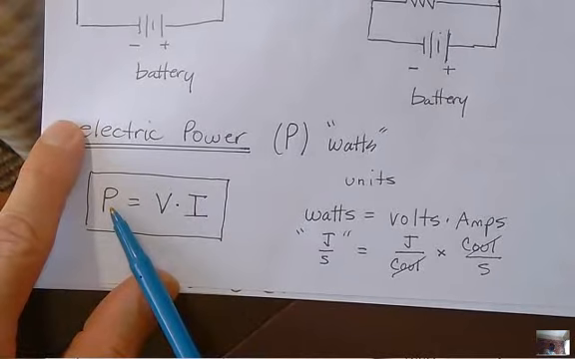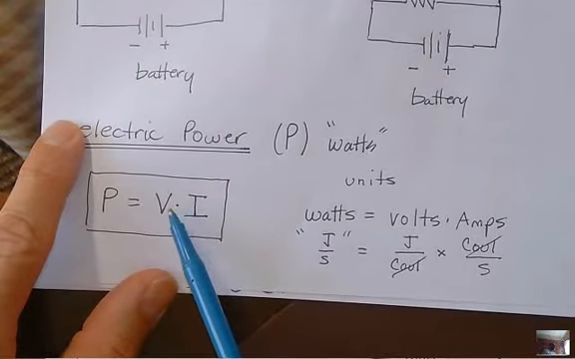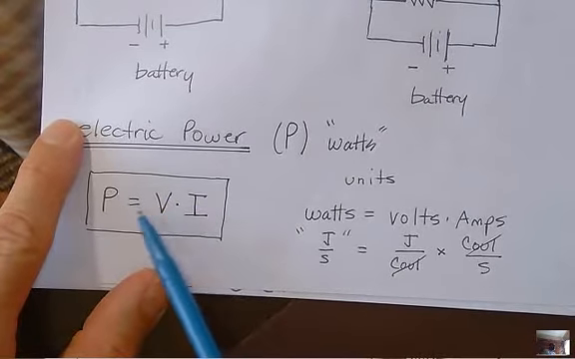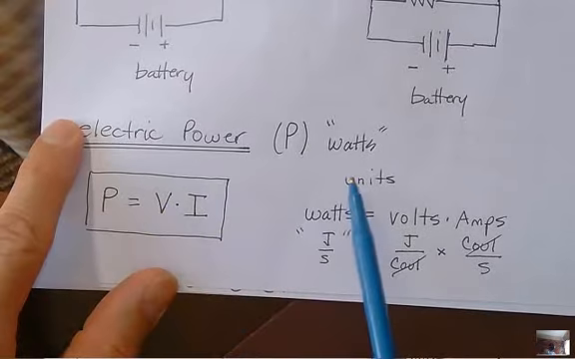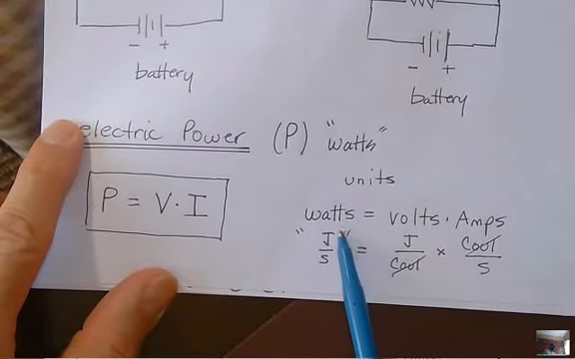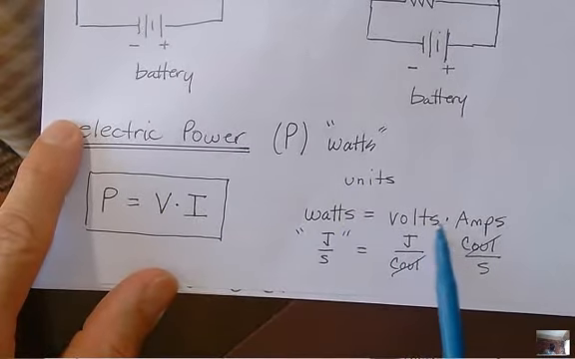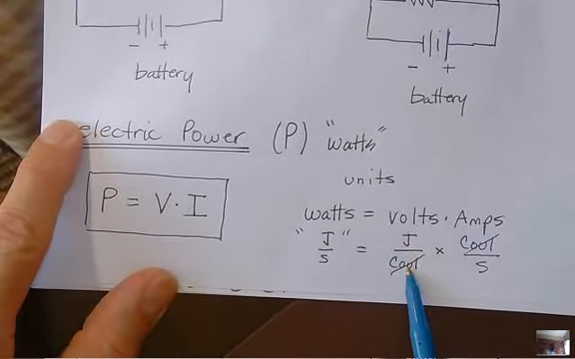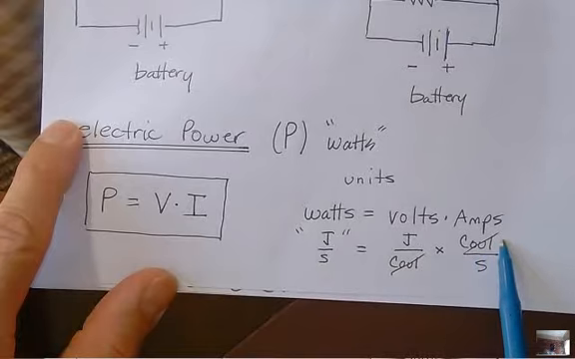So we can always figure out what the power is if we know, like in our toaster, that was 8 amps, this was 120 volts, and this was 8 amps. If we multiply those two things, we'll get the power. How does that work out? It works out because watts is equal to volts times amps, and volts are joules per coulomb, while amps are coulombs per second.